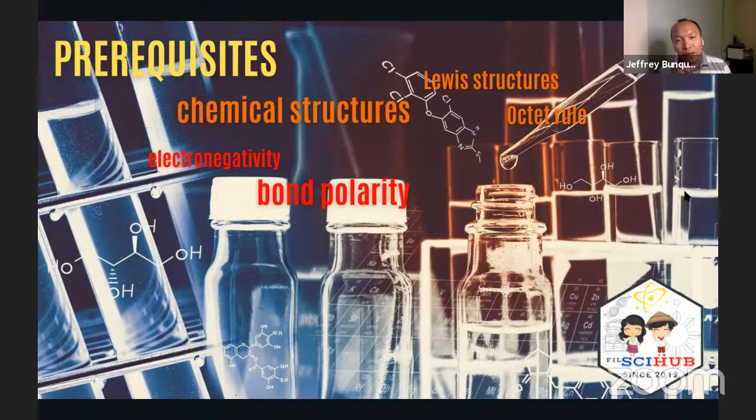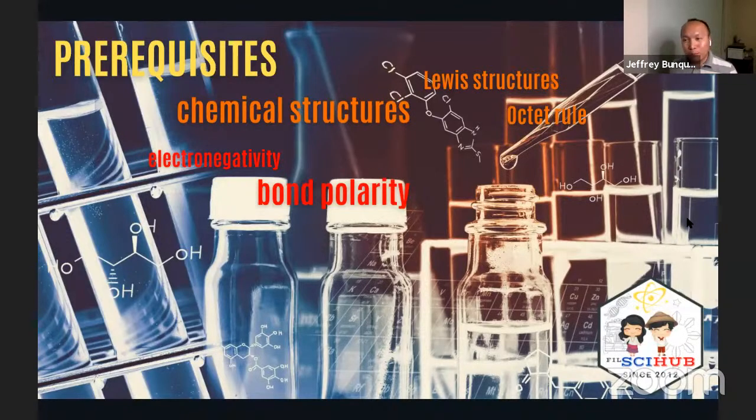Ang pangalawa is bond polarity. So again, yung polarity naman, doon nyo rin siya kukunin sa appreciation of Lewis structures, but then you're just combining it with the concept of electronegativity. So when is a compound polar or not? Kasi yung polarity po na yan, that will actually dictate the types of reactions or the reaction mechanism that those chemical species will undergo during a reaction.